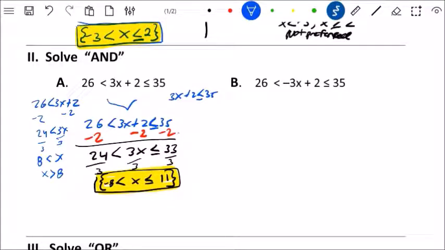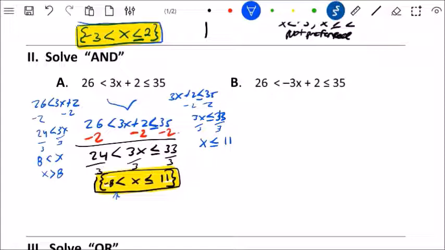That was true. That was this part here. On this one, I'm going to subtract the 2, and we get 3x is less than or equal to 33. I'm getting ahead of myself here. Once I divide by 3, I get 11. x is less than or equal to 11. It's only a positive 3, so I don't reverse the inequality sign.